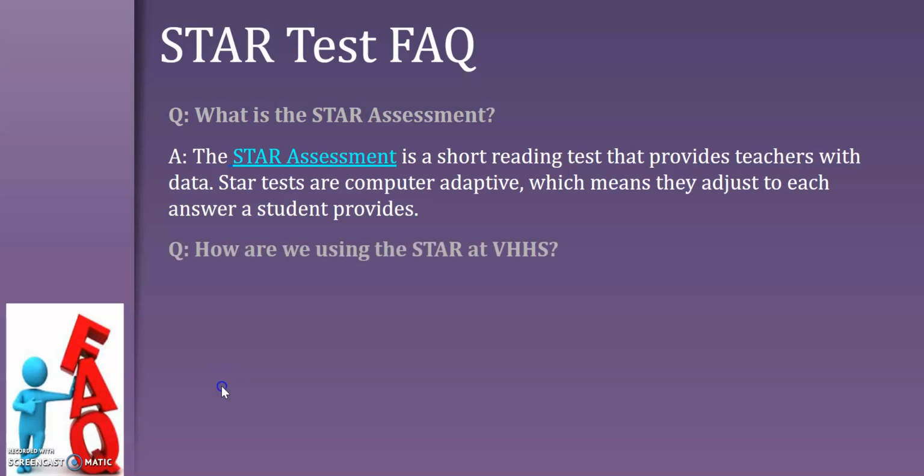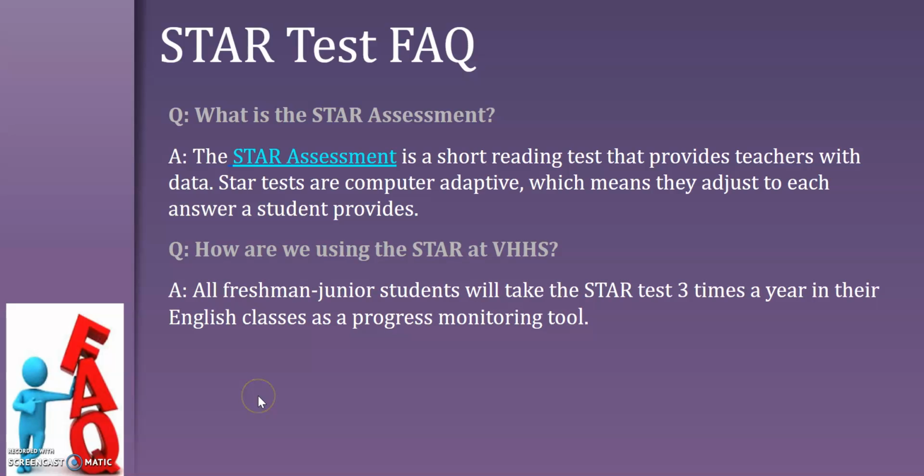How are we using the STAR test at Vernon Hills High School? In a typical year, all freshmen through junior students will take the STAR test 3 times a year in their English classes as a progress monitoring tool. Of course, we know that this wasn't a traditional year in many ways, so we didn't quite reach those 3 data points, but we are using the test now.